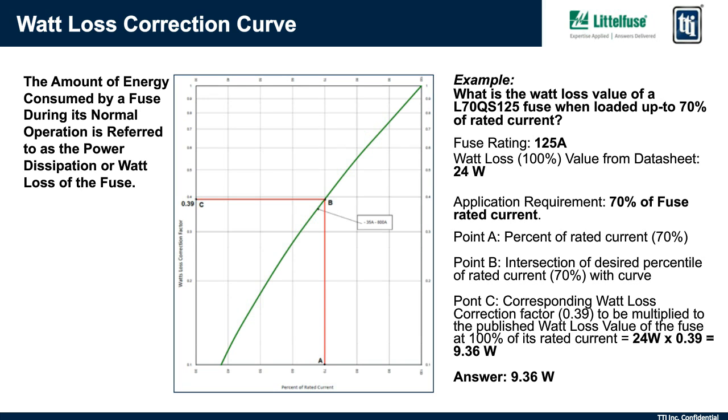And that is to be multiplied by the published Watts loss value of the fuse at 100% of its rated current. So 24 watts times 0.39 is 9.36 watts. So that's just an example, and it makes sense: if you put less current through a fuse, it will generate less heat and dissipate less energy from the system.